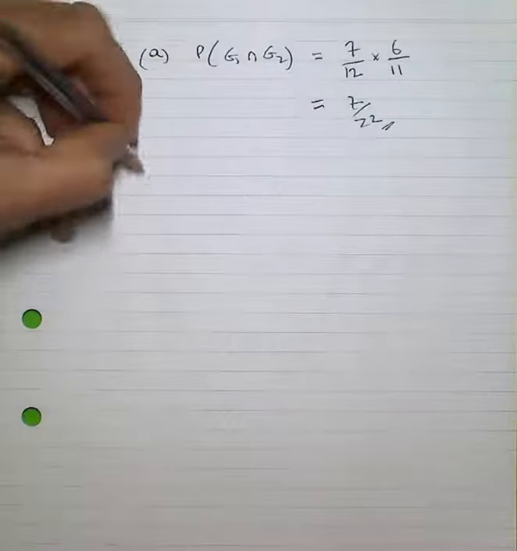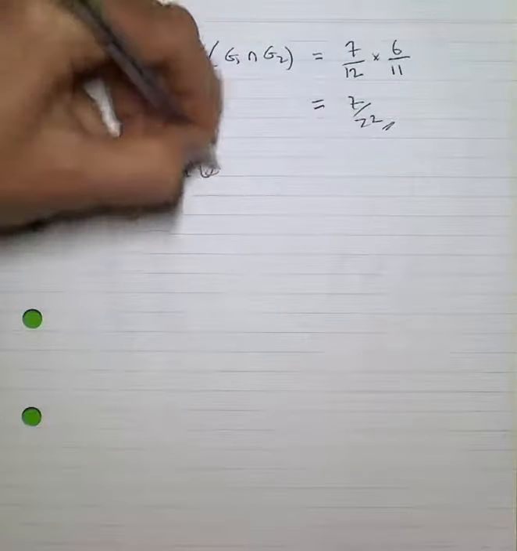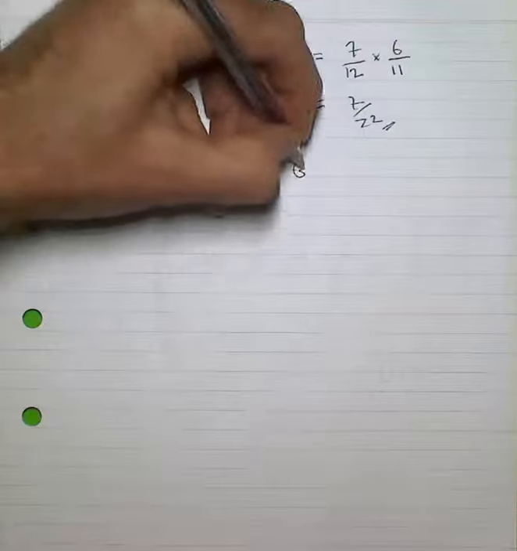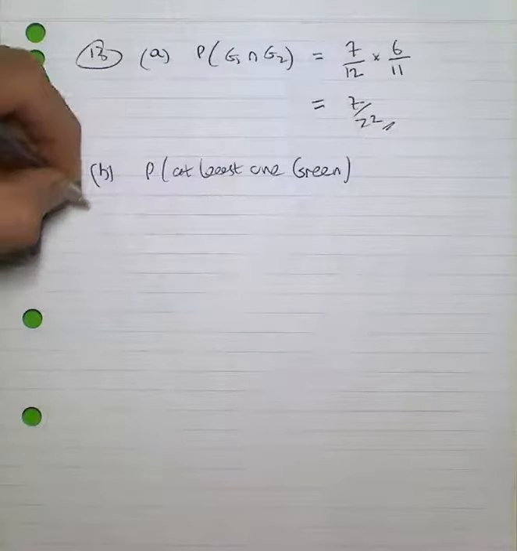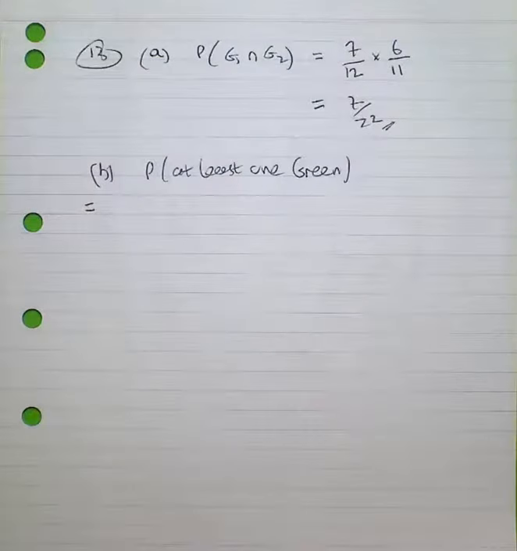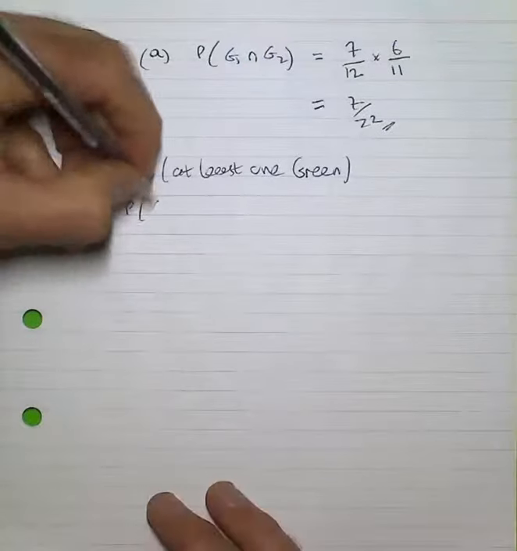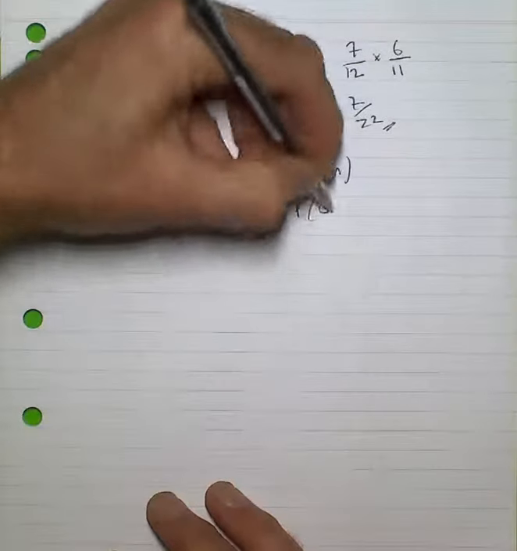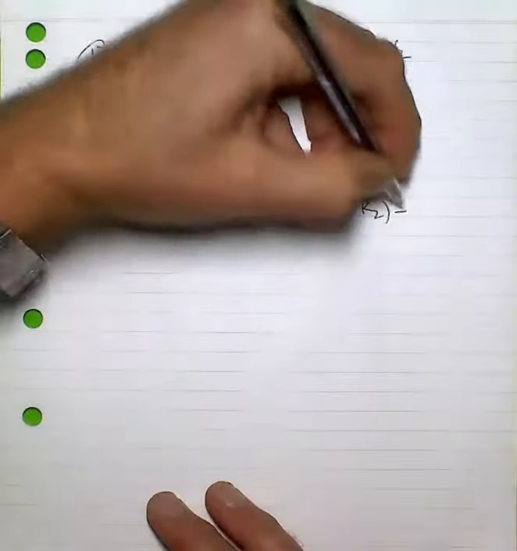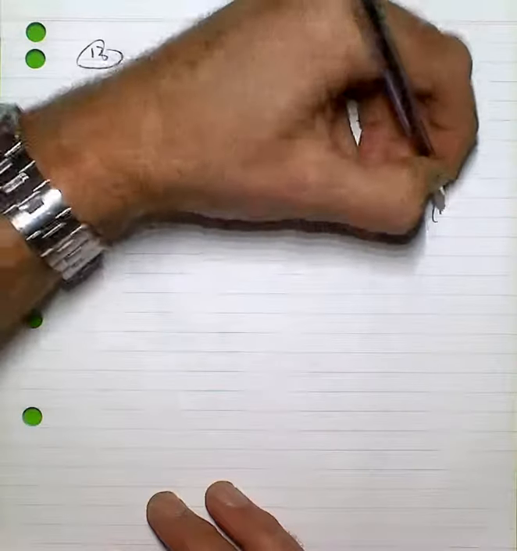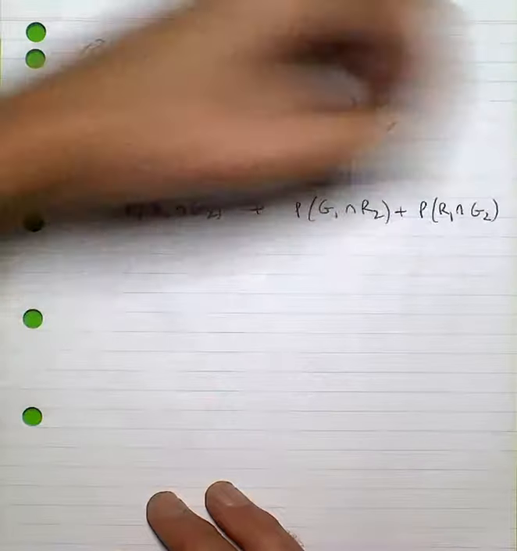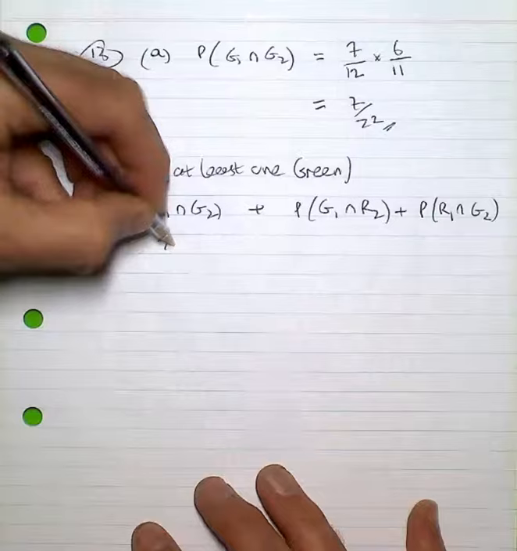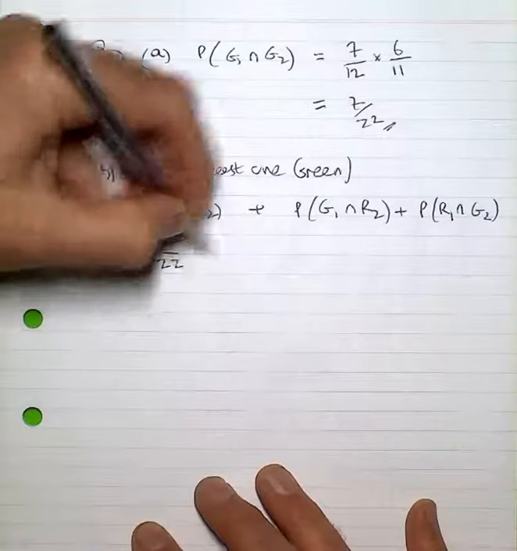Now, in the case of B, probability of at least one green. Now that means you could have one green in the first, red in the second, red in the first, green in the second, and the green and green we've got above. So green 1 and green 2, plus the probability of green 1 and red 2, plus the probability of red 1 and green 2. I'll just put in the 7 out of 22 there.